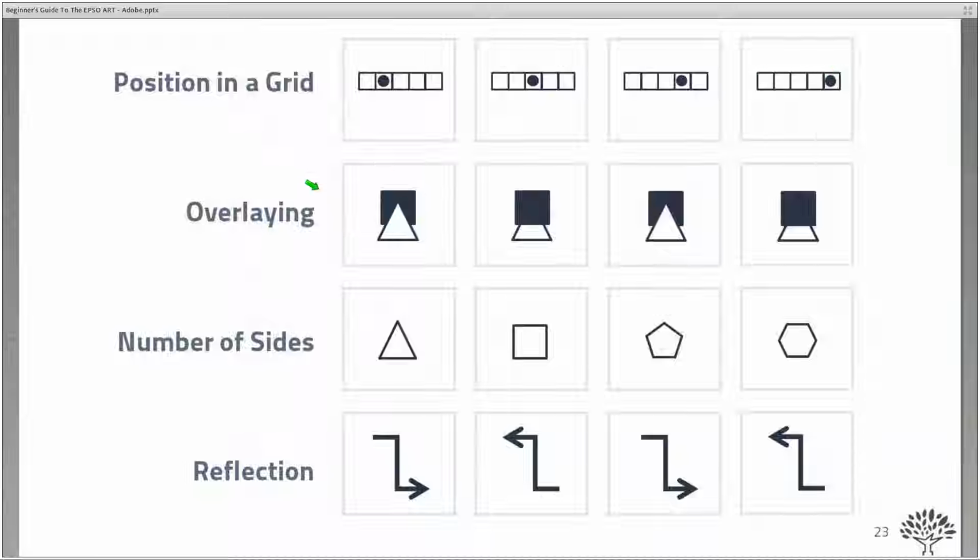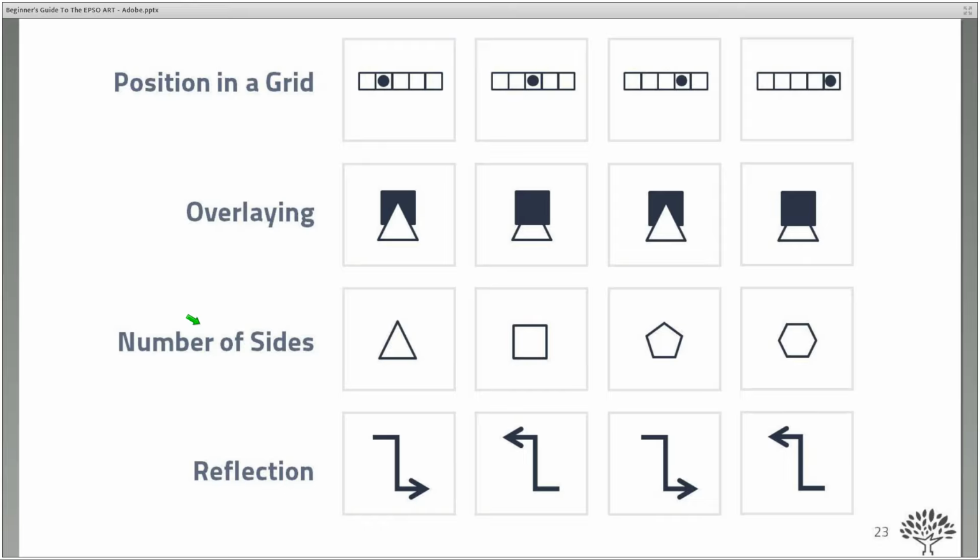Overlaying. This one can be reasonably subtle. Sometimes it can be hard to spot, but it's not trying to be too sneaky. Again, the questions aren't about those eureka moments, those massive insights, but they're about being able to spot things that are reasonably straightforward and then apply them. But here you see the triangle moves from in front to behind, from in front to behind.